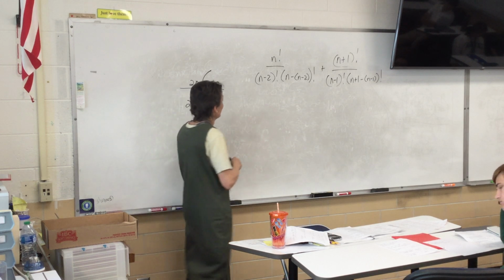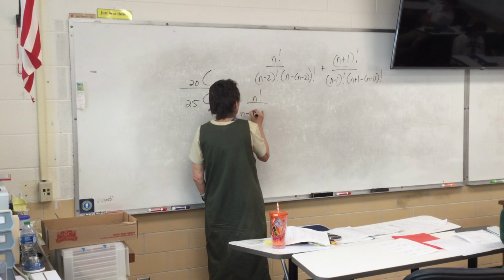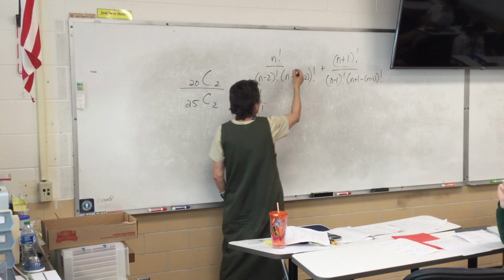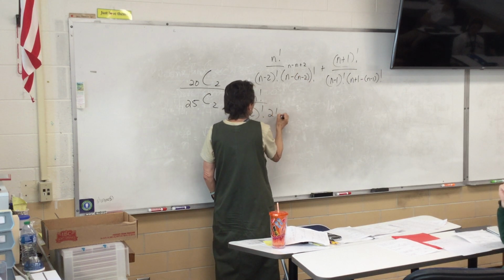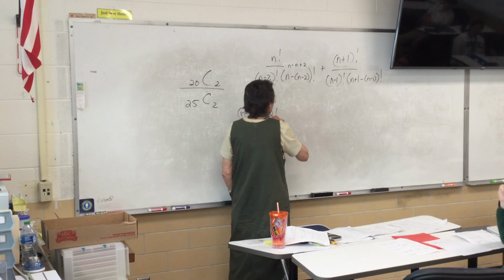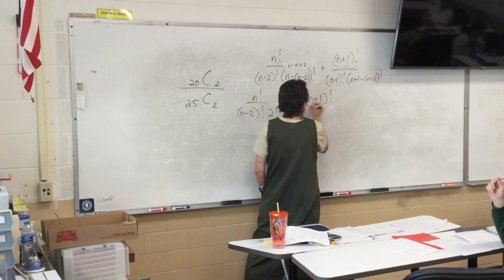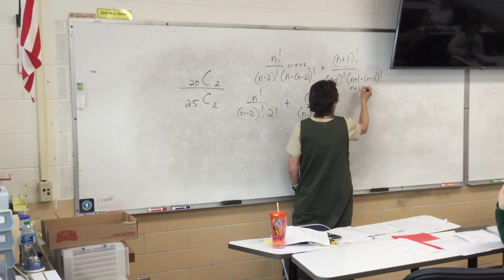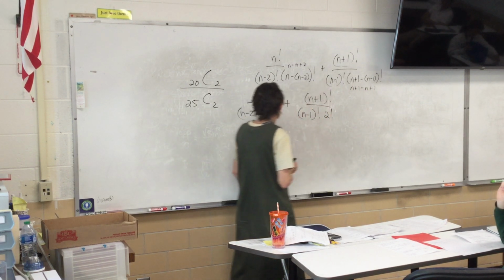So here we go. Let's clean up these ones that have subtractions in them. So this will be n minus n plus 2, so that's just 2 factorial, because the n's cancel. And this one is going to be n plus 1 minus n plus 1, so that one's just going to be another 2 factorial.